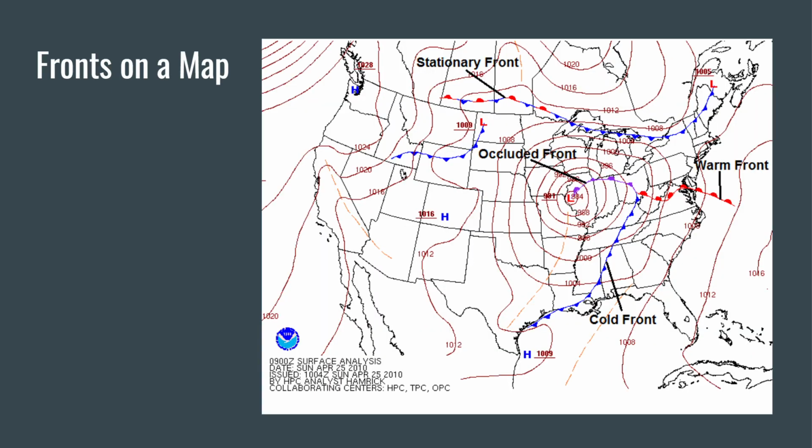And so you can see fronts are quite clear on this weather map, with the blue lines representing cold fronts, the warm front in the red line, and the occluded front in the purple line here, with the low pressure center.